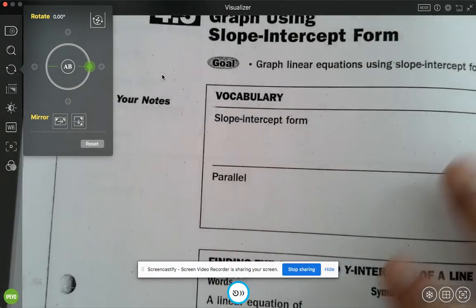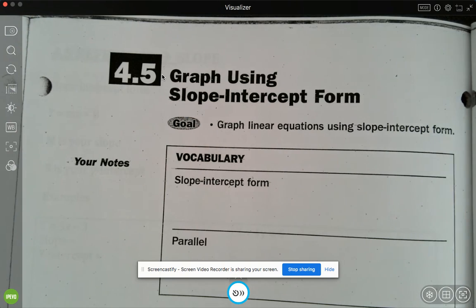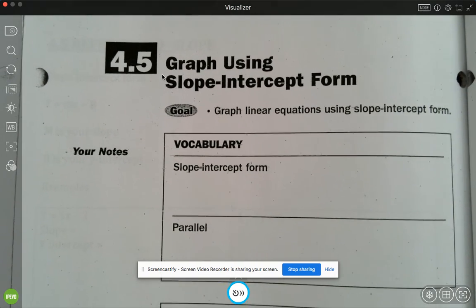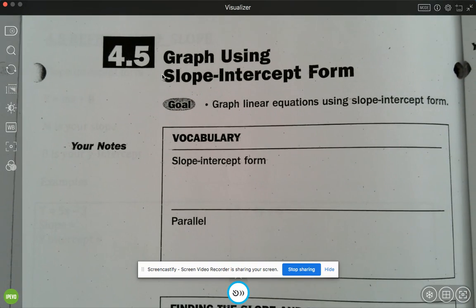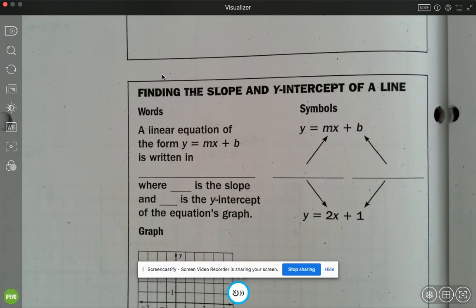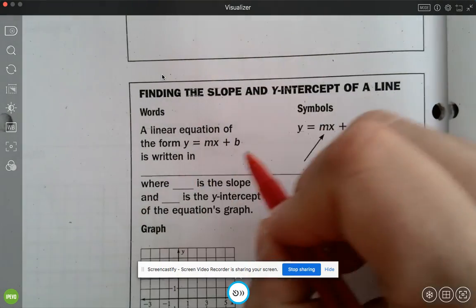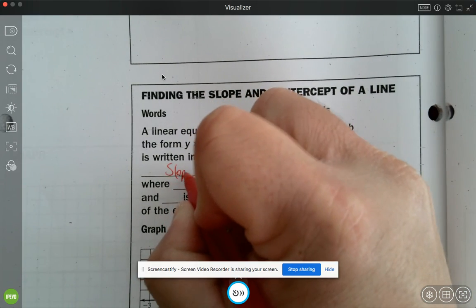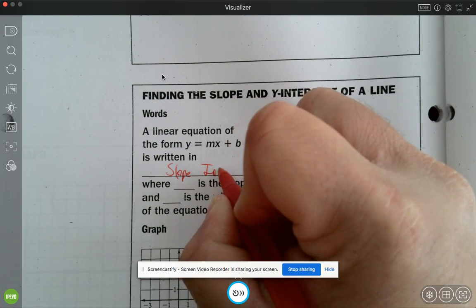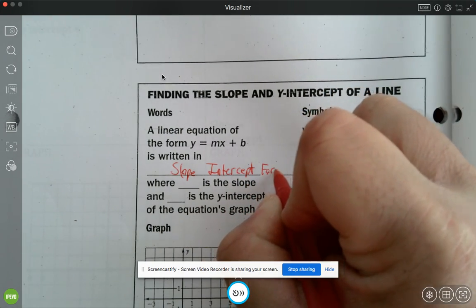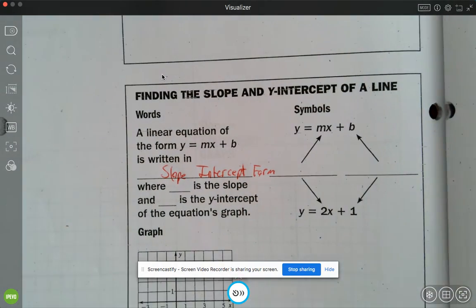All right, so in the guided notes for today in section 4.5, we're going to continue with slope-intercept form. So the first thing we'll do is just very simply review the format here. The linear equation of y = mx + b is written in slope-intercept form.